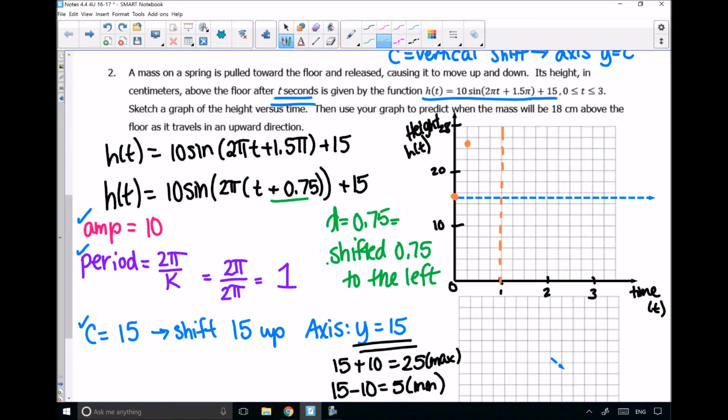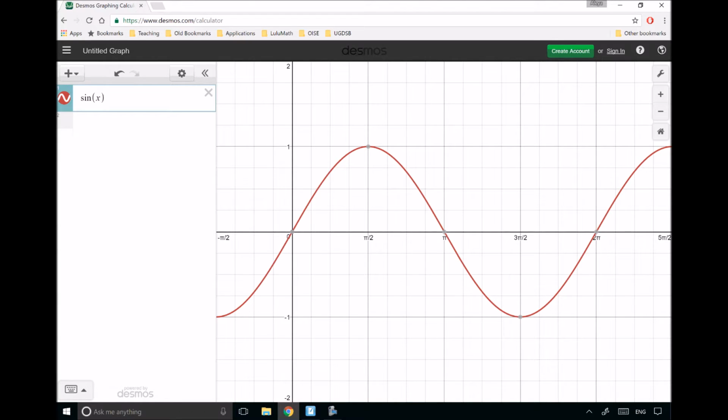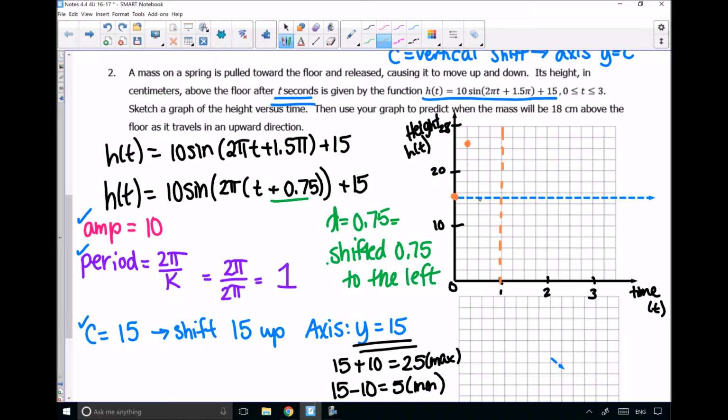Okay? If I look at my original function, the next 0 occurs halfway through my cycle. So since my full cycle is 2 pi, my next 0 is at pi, which is half of 2 pi. So right here, I know that half of 1 is 0.5. It's going to reach the middle, the axis point right here.